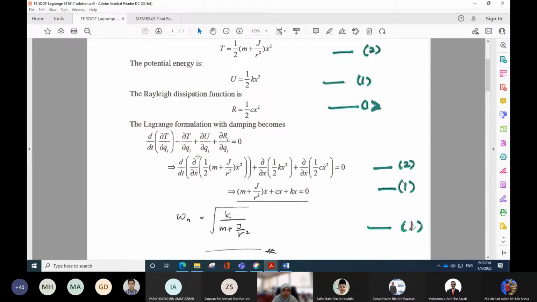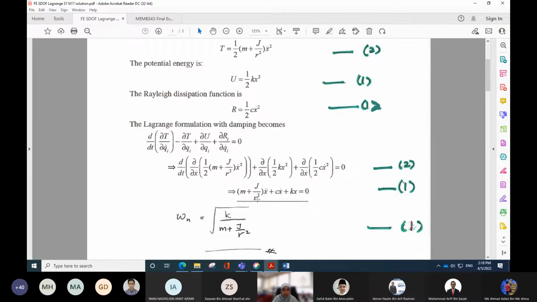So how do you differentiate this with respect to X dot? Easy. You just multiply 2 times 1/2 (m plus J over r squared) x dot. Then you differentiate again with respect to t, so you just put another dot there. That's the whole expression for this part. Do the same thing here: 2 times half kx, you just get kx. 2 times half c x dot, you just get c x dot.